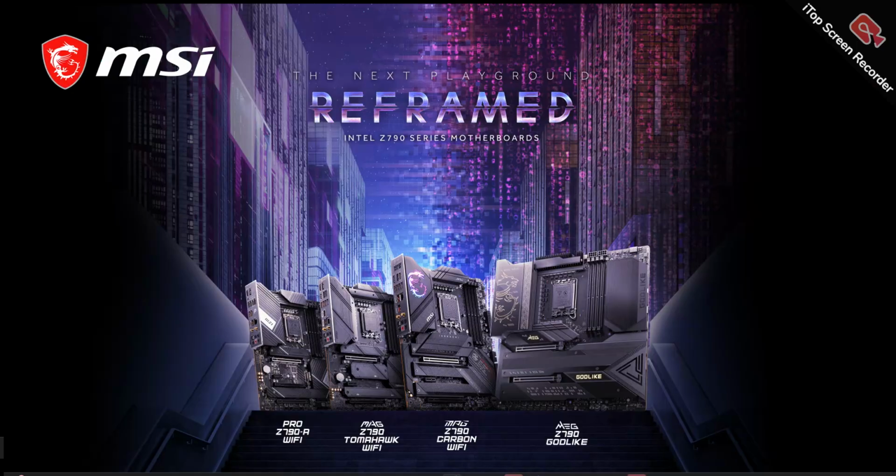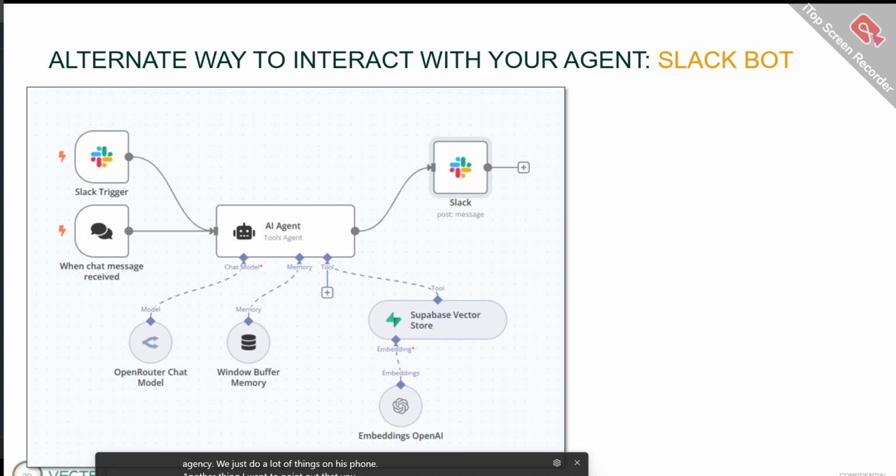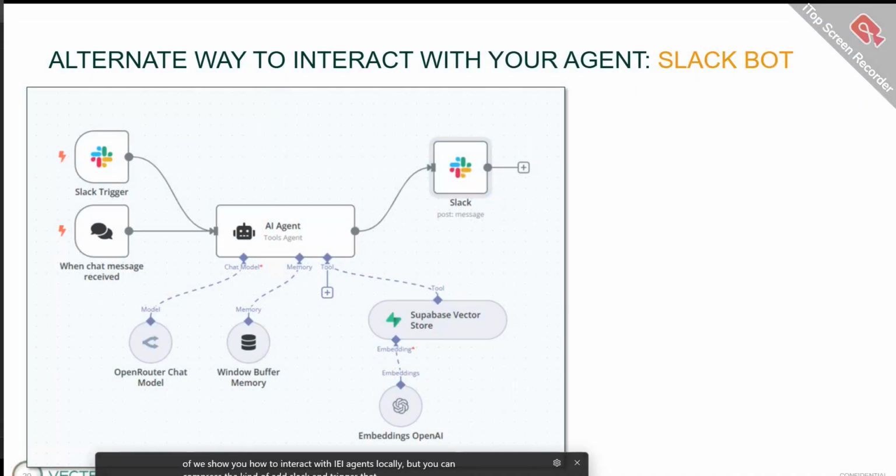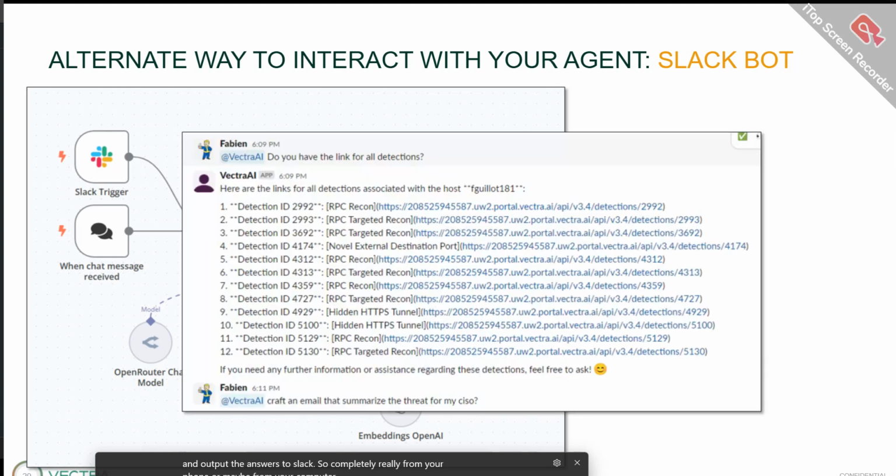Another thing I want to point out: here I was showing you how to interact with AI agents locally, but you can completely add Slack, trigger that AI agent from Slack, and output the answers to Slack. So completely from your phone or maybe from your computer. You don't have to go to n8n to interact with that. You can use other venues. It could be WhatsApp, it could be Telegram. There are many, many options out there.